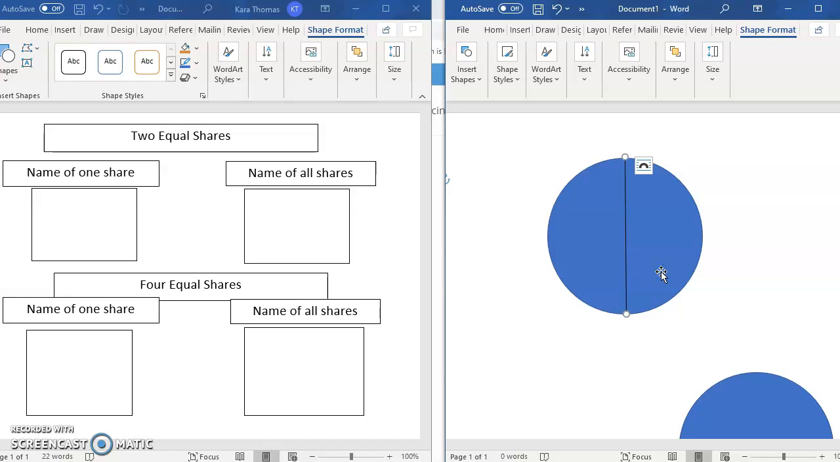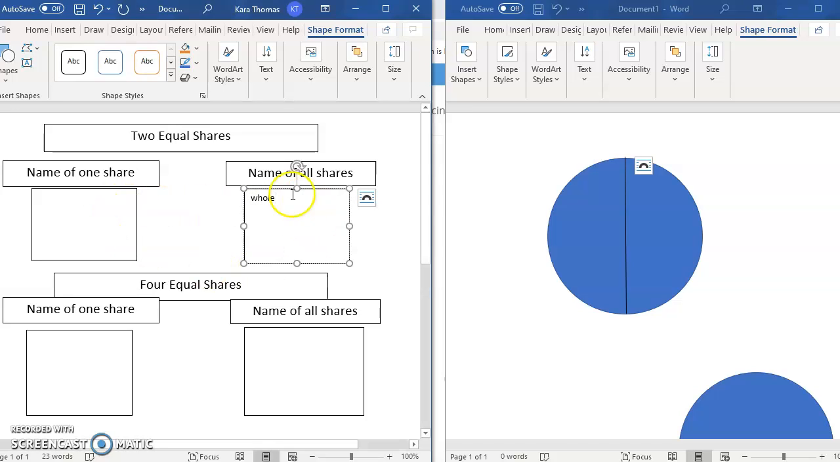Now we're going to talk about the names. So this circle is a whole. It's one whole circle. But when I split it into two and only take part of that away, it changes the name. So if I have the whole circle, I can call it a whole. If you look over here on the left of your screen, where I'm typing, if you're going to name all of the shares, so here I have two shares, if I have a name for both of the shares, I'm going to call that a whole.